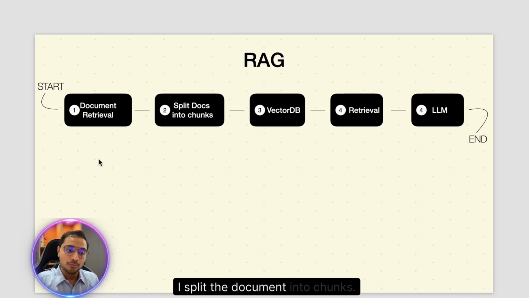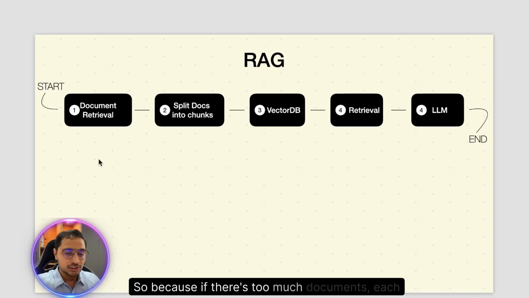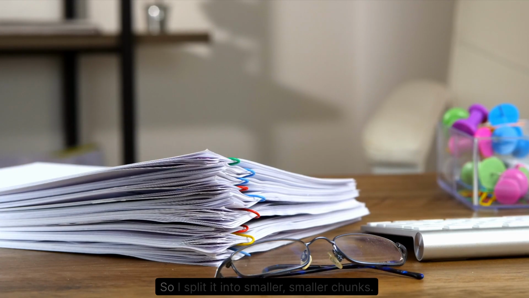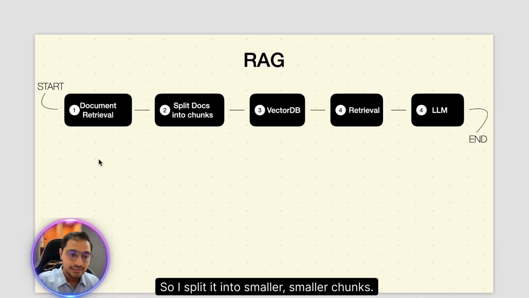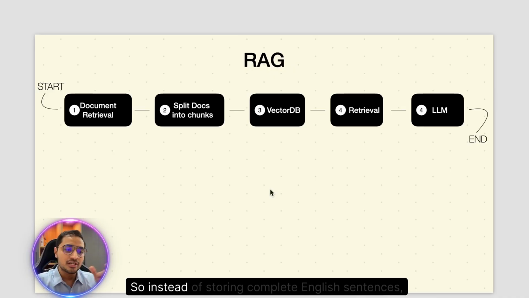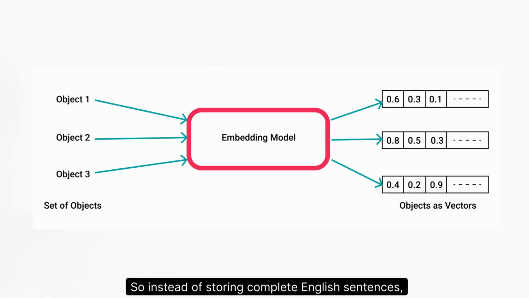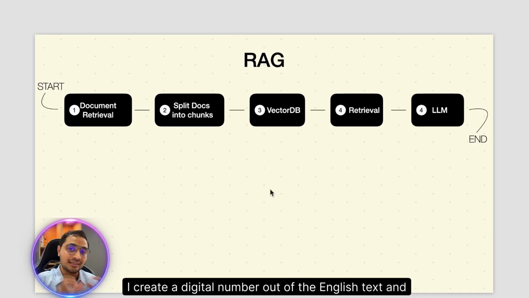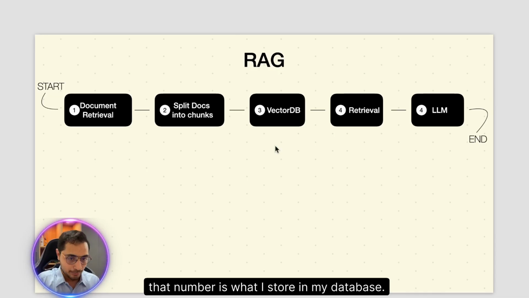I split the documents into chunks, because if there are too many documents, each document could be very large. So I split them into smaller chunks. I put them inside something called a vector DB. It's a vector database where I store embeddings. So instead of storing complete English sentences, I create a digital number out of this English text, and that number is what I store in my database.